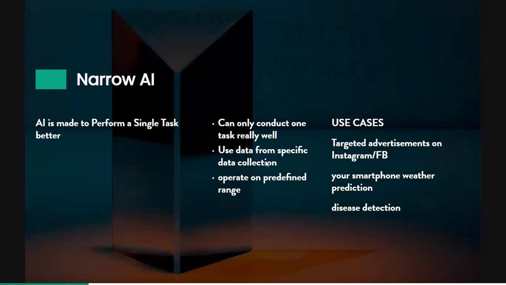So narrow AI is essentially AI that is made to perform a single task better, right? A good example, I'm pretty sure all of us here probably own a smartphone one way or another. Everybody's owning a smartphone, right? So in that sense, if your smartphone is able to tell you the weather tomorrow, it's only good at predicting the weather. It's not good at anything else. Ask it anything else, it doesn't really know, right? Same case with advertisements.